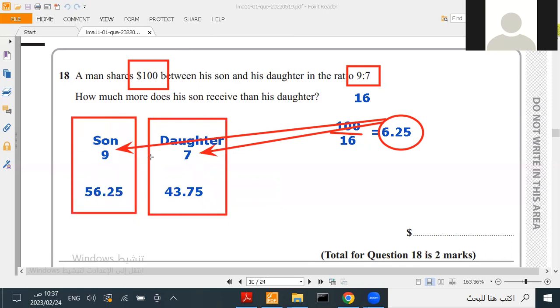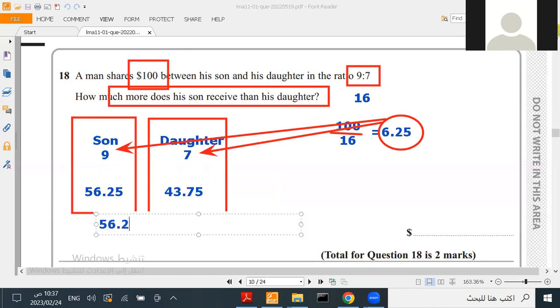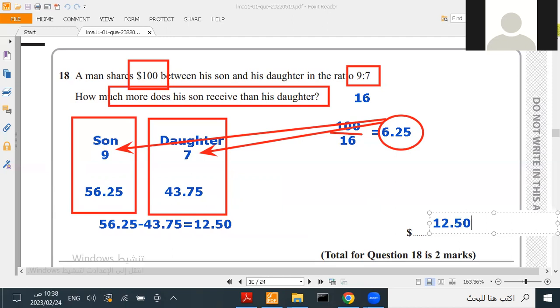Now I'm gonna subtract them, because he said how much more does his son receive than his daughter. I'm gonna subtract these. We say 56.25 minus 43.75 and the answer will be 12.5, or 50 cents. Okay, and this is the difference between them, the 12.50. Okay, and this is how you answer a question like this.